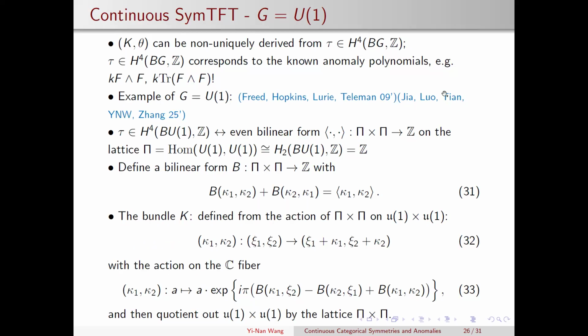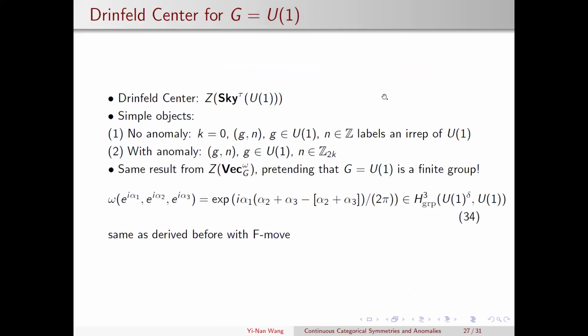So that's a pretty nice construction. We successfully construct at least a version of the symmetry category for the U1 group. Everything is very clear and precise, and we define the line bundle in this precise way. Another good thing is that the Drinfeld center of Vec_G^τ for U1 can also be defined using the lattice language in a nice way, in Dan Freed and collaborators' paper.